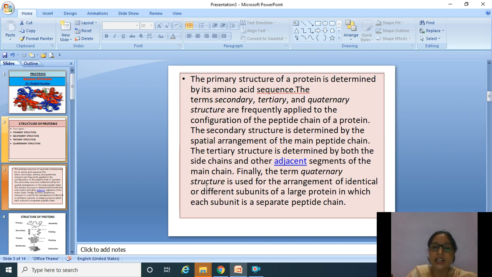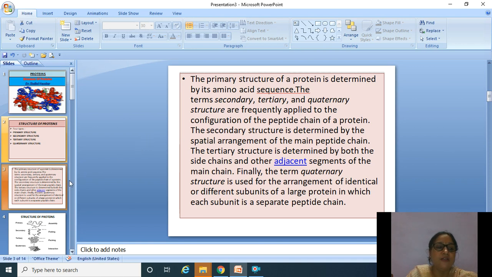Finally, the term quaternary structure is used for the arrangement of identical or different subunits of a large protein in which each subunit is a separate peptide chain. So conclusively we can say that the primary structure is the result of amino acid binding. These are bound by peptide bonds. So the amino acid sequence is the result of the primary structure. And the terms secondary, tertiary and quaternary structures are due to the configuration of the peptide chain.